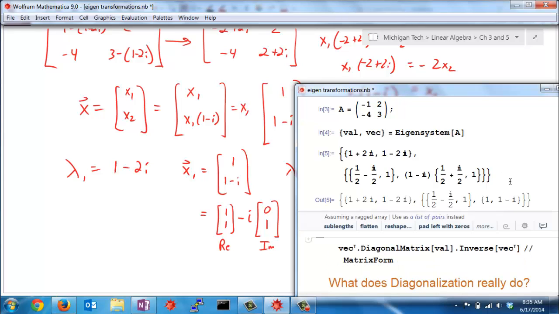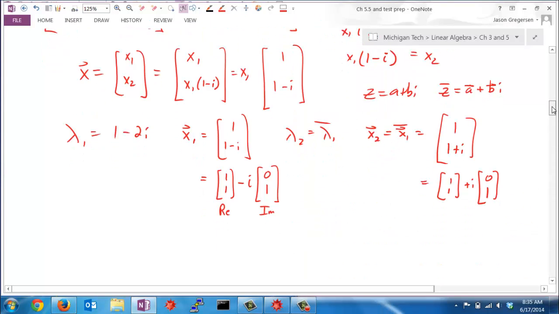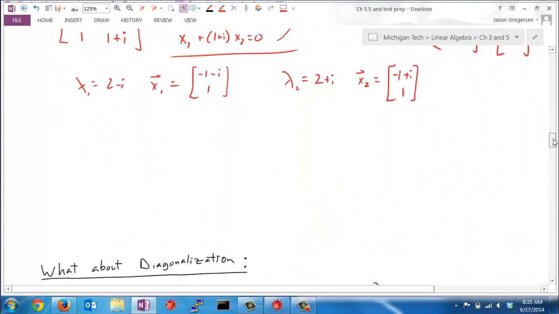If I multiply by that, what do I get here? 1 and 1 minus i, there it is. So they were just a factor different, even though they looked really ugly, because the factor was 1 minus i. So 1 minus 2i is the eigenvalue, and this is the eigenvector that I got. So we can check them with calculators or with Mathematica, but you have to be a little more careful.